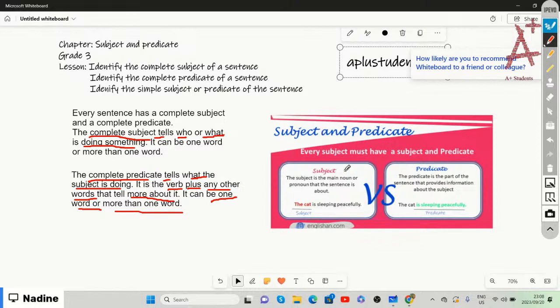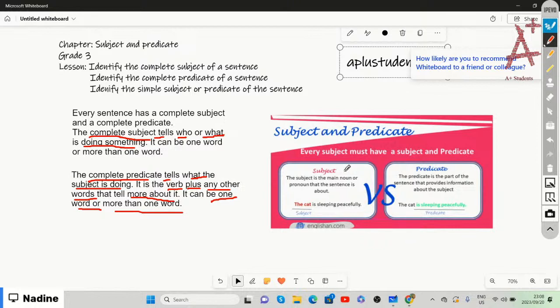And the subject can be one word or more than one word. And the complete predicate tells us what the subject is doing. So if your subject is a person, then your predicate will tell us what the person is doing. If your subject is an animal, then the predicate will tell us what that animal is doing.